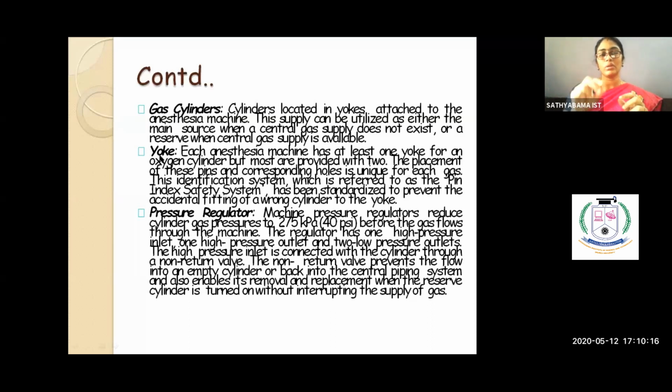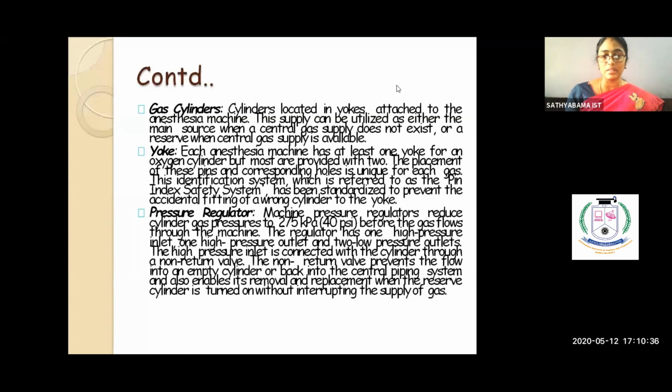So yoke is nothing but you would have seen a small projection which would have come from the back of your anesthesia machine, and you have a small hole on the gas cylinder. So you just take it and fix it and rotate that particular yoke region, the valve region over there, right? Again, you'll have one or two yokes at the back, so you'll have to fit it accordingly.